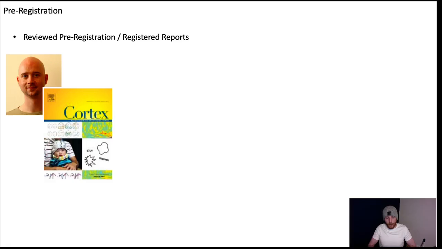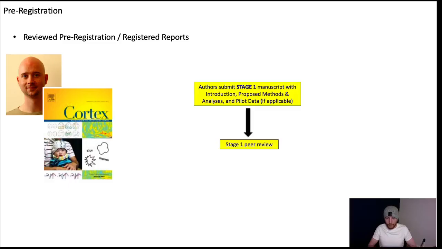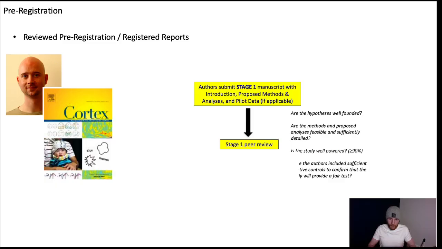The first journal that started to offer registered reports was Cortex, which is a really big journal in psychology, and its editor is Chris Chambers. Chris outlines the process where authors submit what's called a stage 1 manuscript, which is an introduction and proposed methods and analyses, and where possible, if you had any exploratory data, you could include that and explain, based on this data, you're testing these hypotheses. You submit it for stage 1 peer review, at which point reviewers will ask questions like, are the hypotheses well-founded? Are the methods proposed feasible?